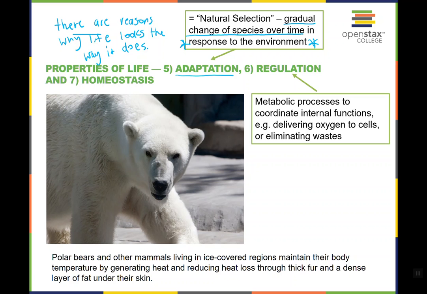Regulation is metabolic processes to coordinate internal functions. So this is a very generalized way of saying the sum total of all the chemical reactions that help keep you alive inside your cells. So a good example of that is delivering oxygen to cells. That's what your red blood cells do. Or eliminating waste. So your kidneys will help you process waste from your blood so that you urinate it out.